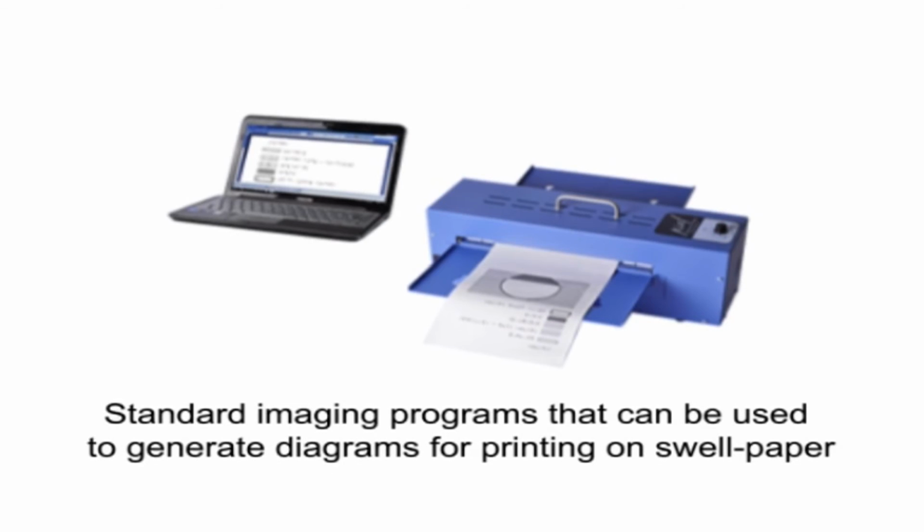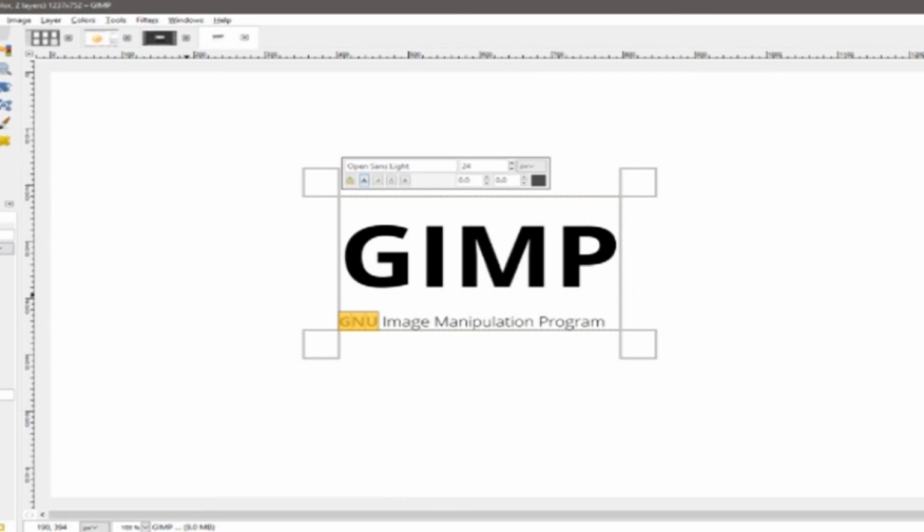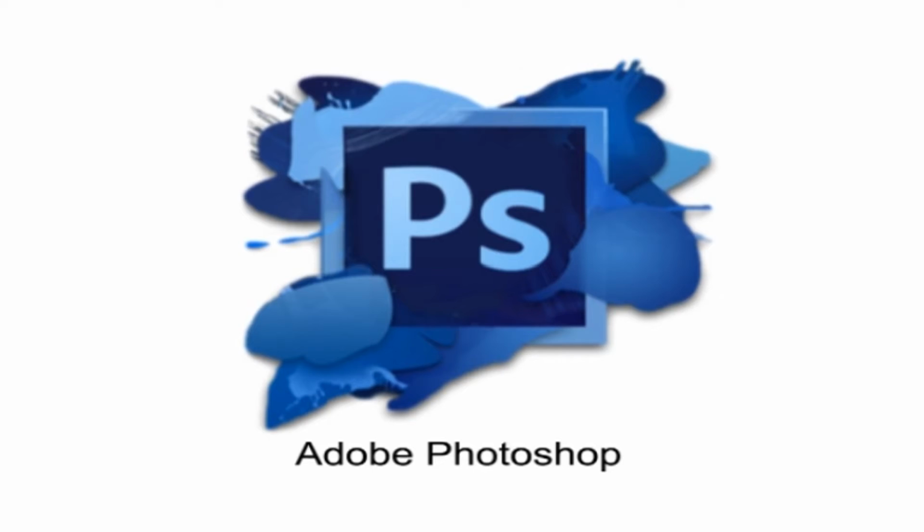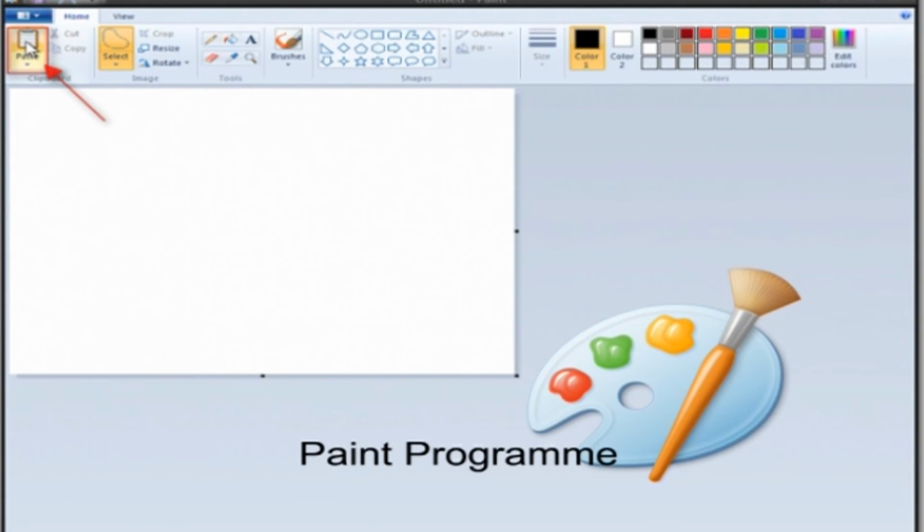The first one is standard imaging programs that can be used to generate diagrams for printing on swell paper. The GIMP is an open source free program which is used to produce tactile graphics. Online documentation and support is freely available for GIMP. Adobe Photoshop is a well-known imaging program, but it is paid software. Your computer should have a Paint program installed for simple graphics.